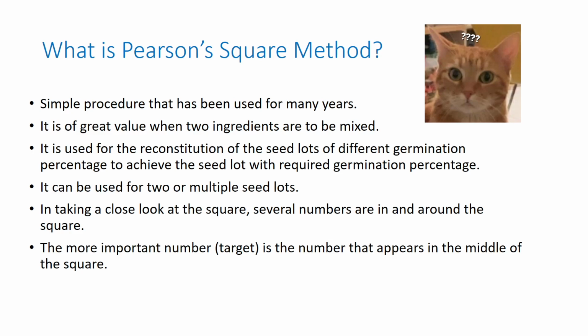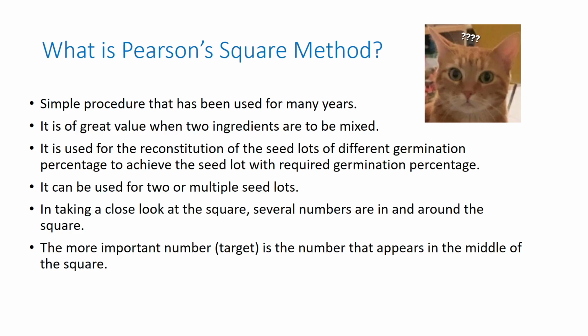Also, another use case of this is when we have to calculate the nutritional requirement or the ration to be fed to the animal husbandry or different animals. At that time also, that ration portions are calculated on the basis of Pearson's square method. So in taking a close look at a square, several numbers are in and around the squares.